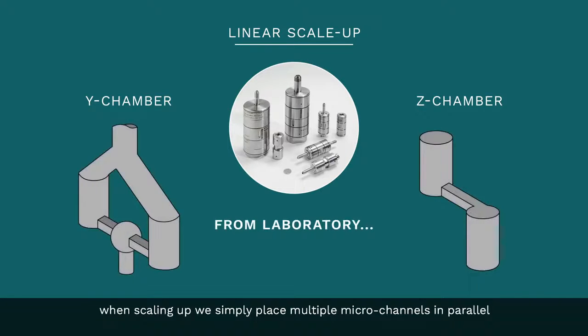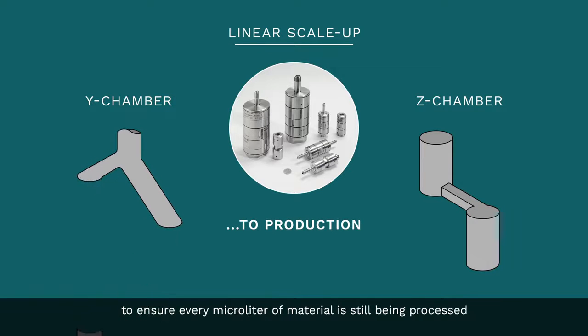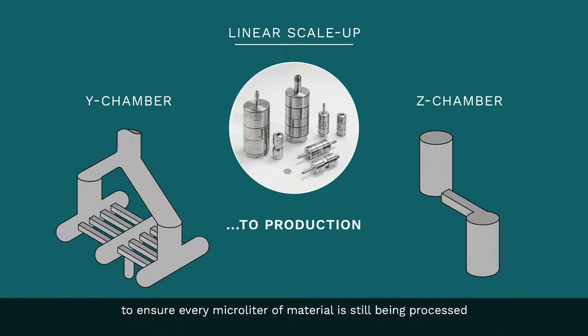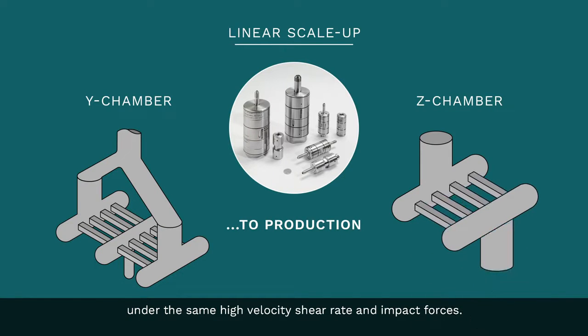When scaling up, we simply place multiple microchannels in parallel to ensure every microliter of material is still being processed under the same high-velocity shear rate and impact forces. This ensures that the results are the same in the factory as they were in the lab.